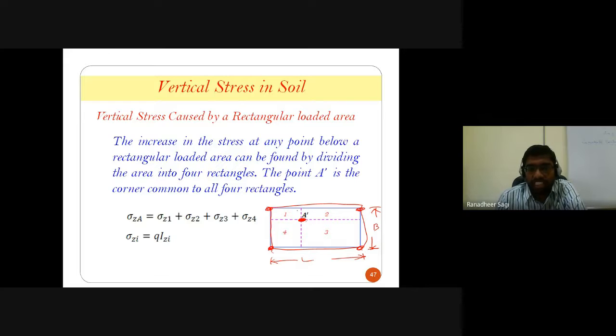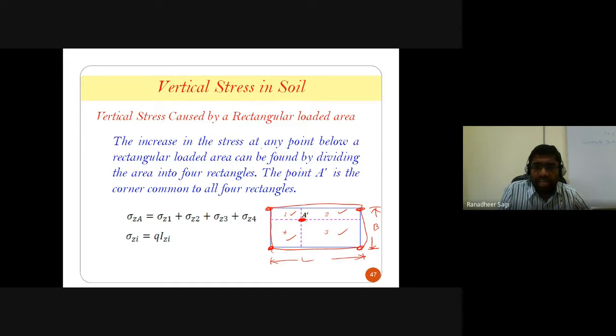Now, if I look at section 1, section 2, section 3, section 4, all are rectangles, or maybe some of them might be squares. It doesn't matter. I am assuming them to be rectangles, because a square can also be assumed as a rectangle, but a rectangle cannot be assumed as a square. So I have got 4 rectangles.